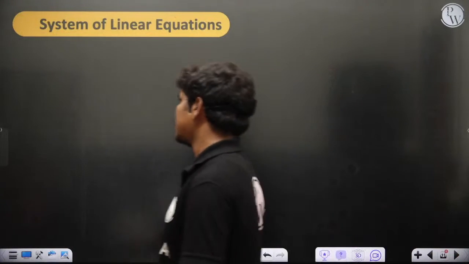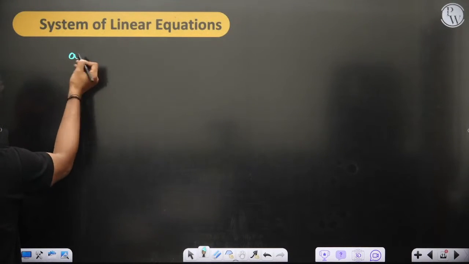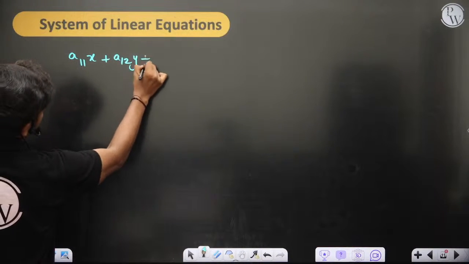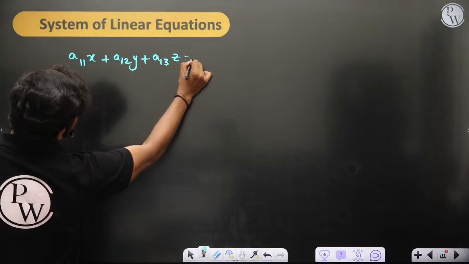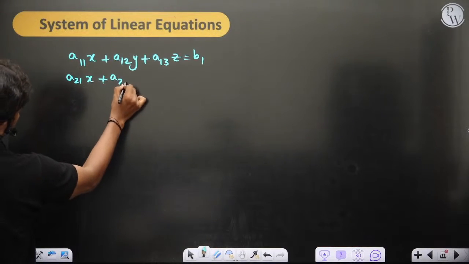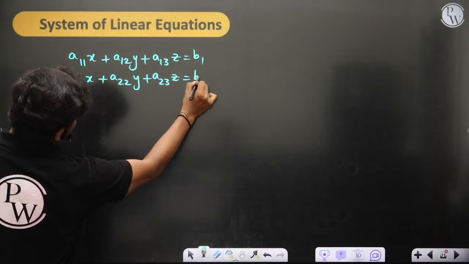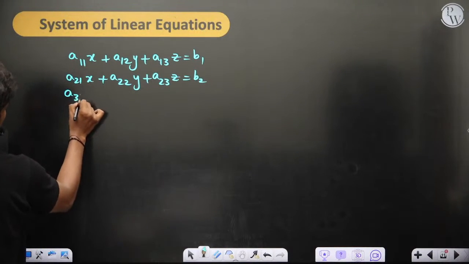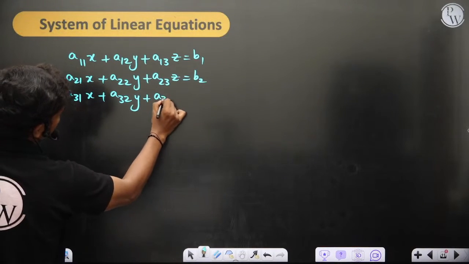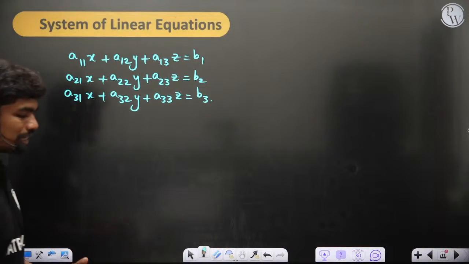So clearly, a system of linear equations would be something like, first I'll explain you with a 3 by 3. a11x plus a12y plus a13z is equal to b1. a21x plus a22y plus a23z is equal to b2. a31x plus a32y, because I'm explaining with 3 by 3 so that it would be easy for you. Then we'll extend to the m by n general form. So let's say this is a linear system of equations.